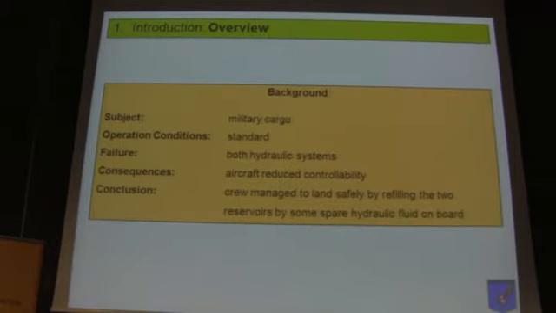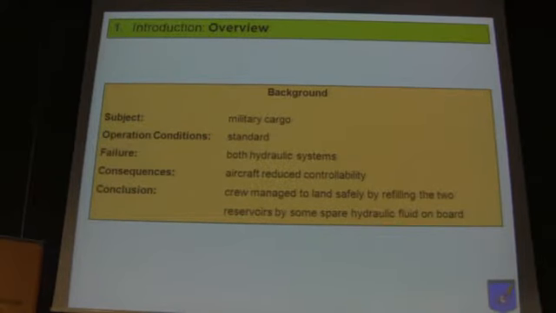Let me introduce you to the framework of the failure. The subject was a cargo military aircraft, and the conditions of flight were ordinary, so a sunny day with no weather involvement and no particular maneuver. The failure involved both hydraulic systems. The majority of aircraft have two hydraulic systems or more for safety reasons, and in this case both hydraulic systems failed. So the aircraft had reduced controllability.